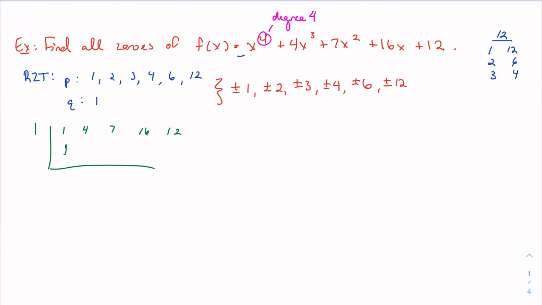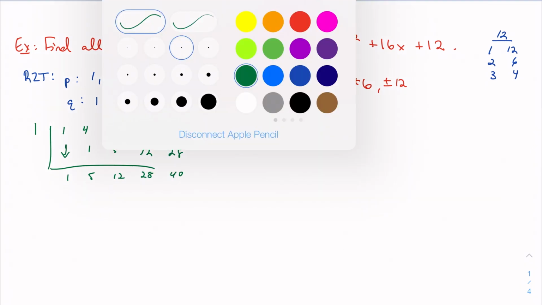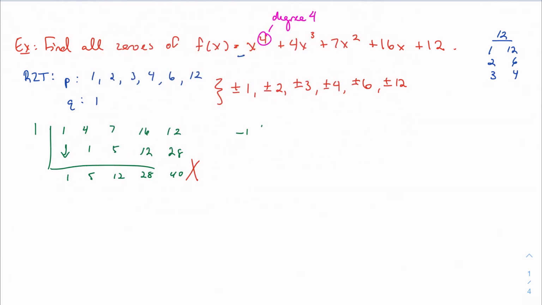And we divide. I can already tell this one's not going to work out. 28, 40, yeah, nope. So let's try methodical, right? Let's try -1.